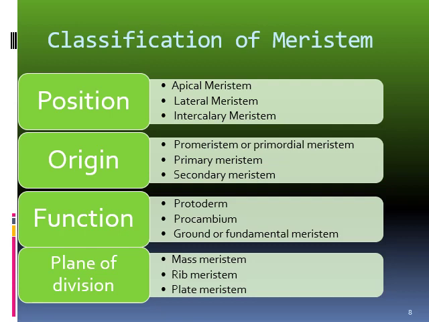Similarly, we classify the meristem on the base of the function. On the base of function, we have 3 types. One is protoderm, then we have the procambium, and the third one is the ground or fundamental meristem. The last criteria is the plane of division. We have 3 types under the plane of division of meristem. One is mass meristem, the second one is the rib meristem, and in the end we have plate meristem. So these are the different criteria on the behalf of which we classify the meristem.